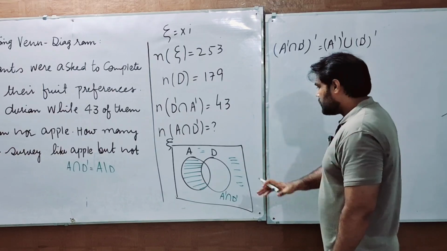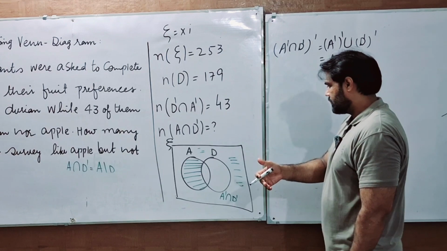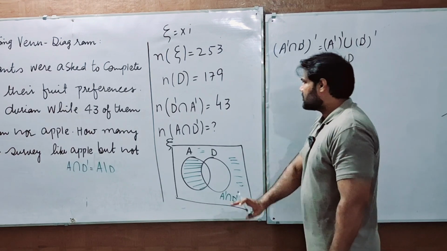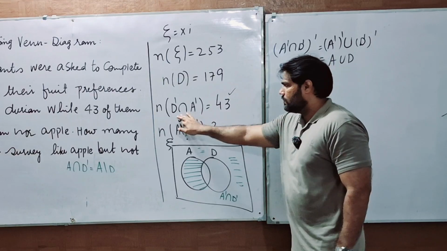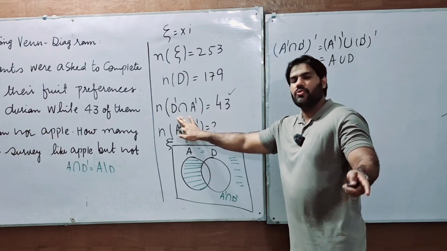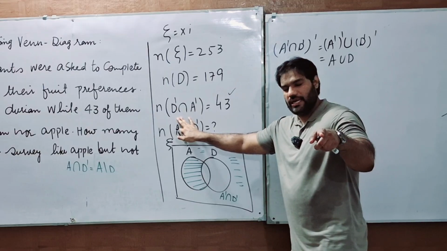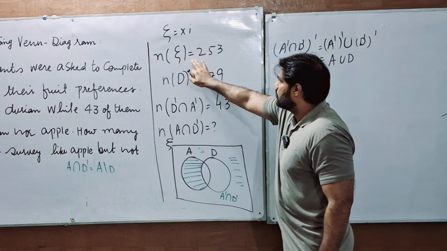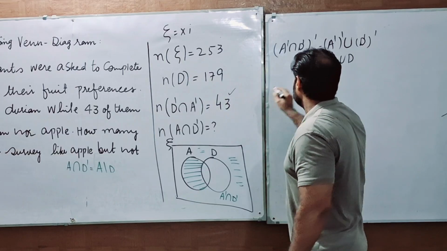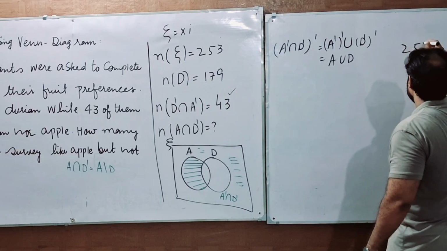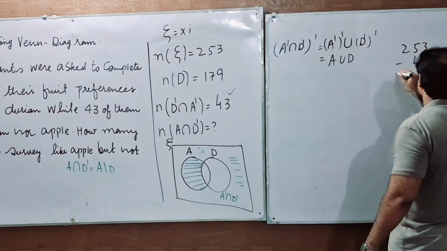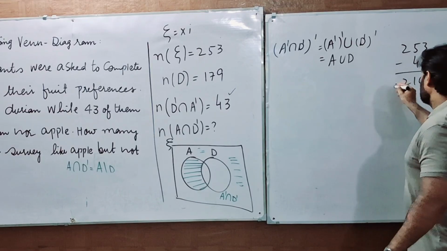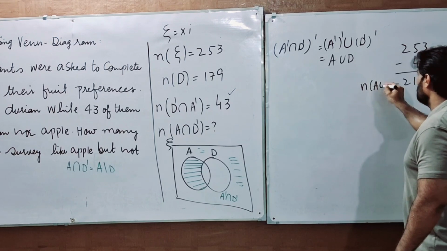So, what is the mental or oral trick that you can use? You will just take the complement of this number 43, that represents the number of participants who like neither durian nor apple. The complement of 43 under the universal set 253: we subtract 43 from 253. This gives us 210. Actually, 210 represents the number of A union D.